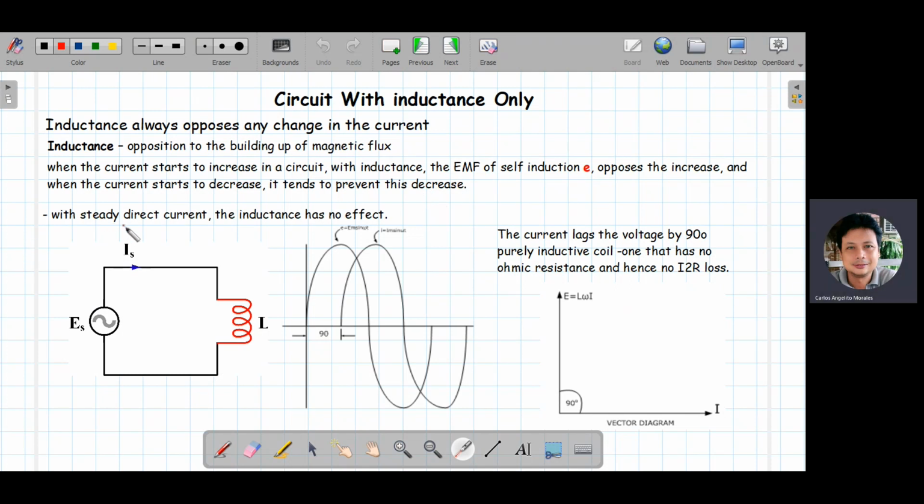So with steady current, direct current, the inductance has no effect, no? Pag steady lang yung direct current, walang epekto itong inductance. Kung halimbawa DC. Nagiging effective lang ang inductance pag alternating or pulsating current. So, ito yung sine wave niya, no? Pag inductive, meron siyang phase difference na 90 degrees. Ito yung phasor diagram niya. Kung ipapakita mo siya sa vector diagram, ito yung current ng circuit.